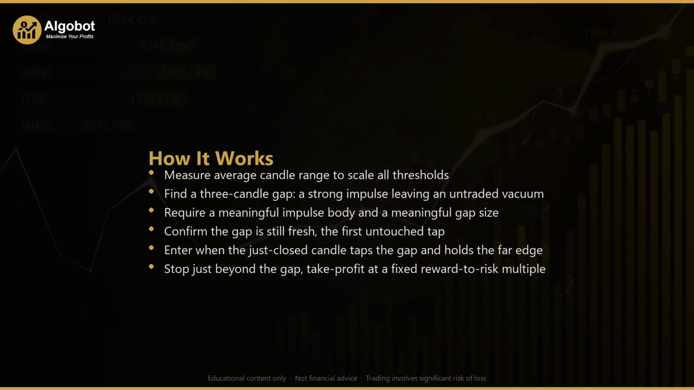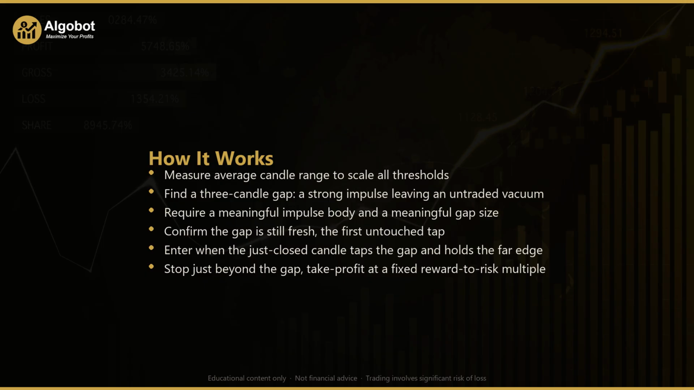Let's walk through the exact logic, step by step. The expert advisor acts only once per newly closed candle, and it will hold just one position at a time. Before doing anything else, the strategy measures volatility by averaging the candle range over a recent look-back window. From that average, it derives 3 thresholds: a minimum impulse body size, a minimum gap size, and a small buffer used later for the stop. Next, the EA scans backwards through recent candles, looking for the most recent fresh gap.